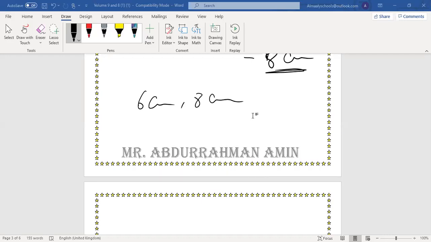Mister, I do not understand. Yes, I know. I know you will ask this question. So, what can't you understand? How to find the missing side of the right angle triangle? Using the Pythagoras theorem? Yes. Very good. So, let's go back to the right triangle again.